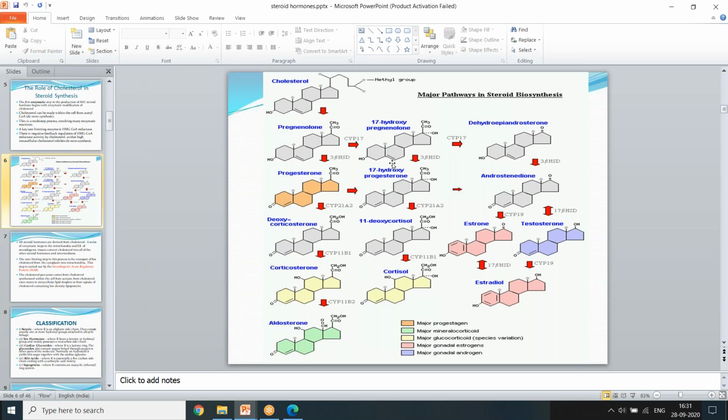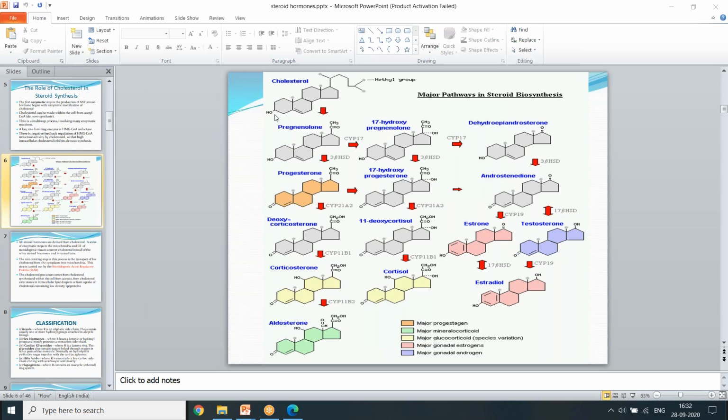And then this 17 hydroxypregnenolone is further converted to dehydroepiandrosterone, and from this dehydroepiandrosterone you are going to get androstenediol. Androstenediol will give you estrone and testosterone.